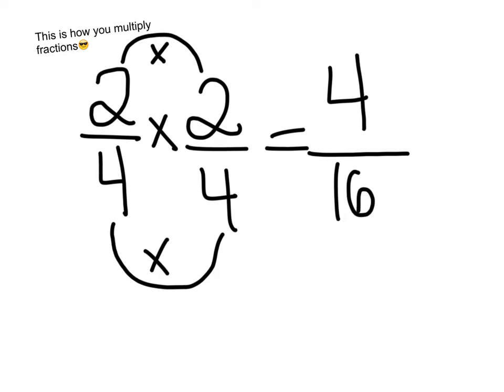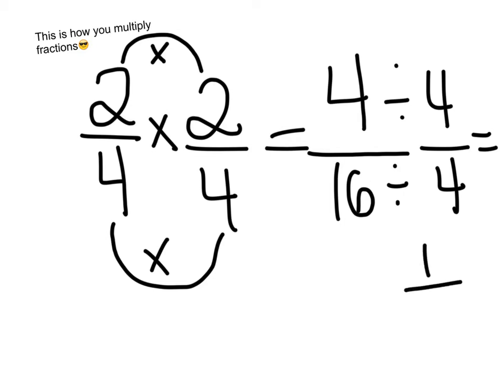Now, let's simplify. Sometimes you don't have to simplify because of the numbers, but sometimes you do. So you can simplify both of these by 4. And simplifying is usually with division. So 4 divided by 4 is 1, and 16 divided by 4 is 4. So your answer is 1/4.